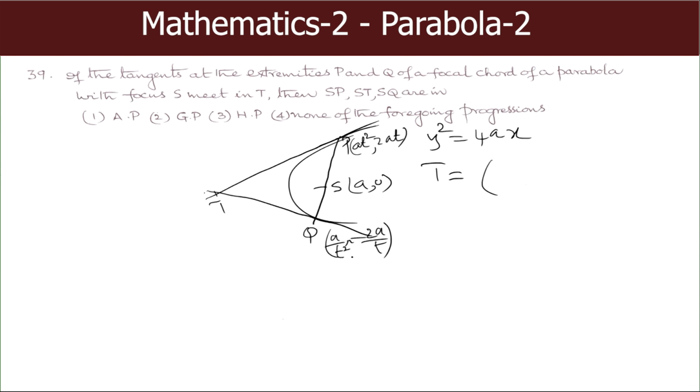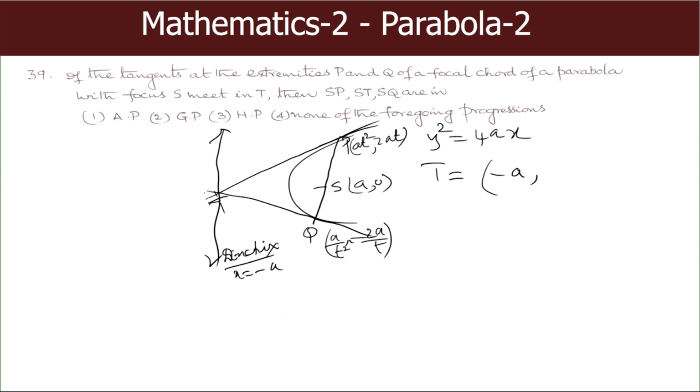In fact, the tangents drawn at the extremities of any focal chord intersect on the directrix. They will also be at right angles to each other. And therefore, the x coordinate of T is minus a, because this is the directrix of the parabola, x equal to minus a. Every point on this directrix has the same x coordinate. So the point of intersection of the tangent lines drawn to the parabola at perpendicular points also has the same x coordinate, minus a. So, T has x equal to minus a.